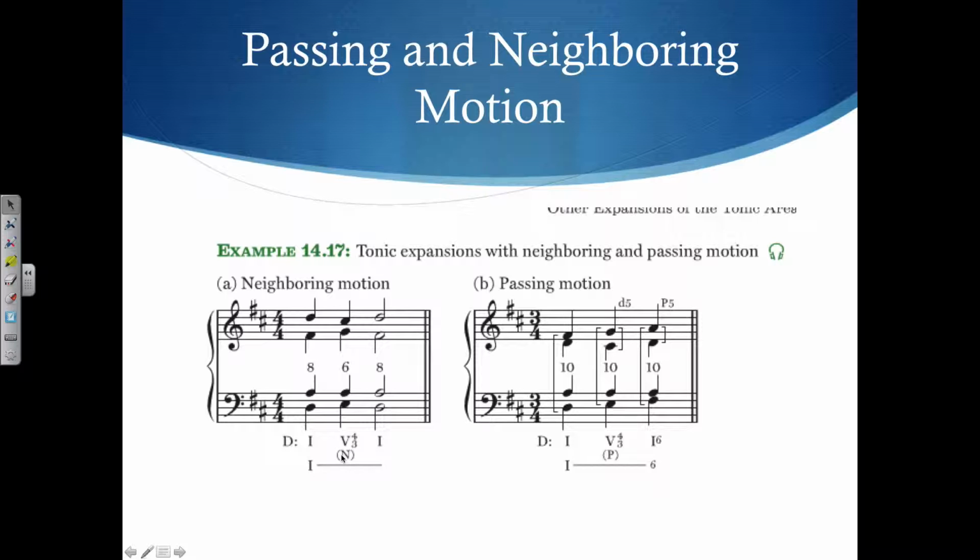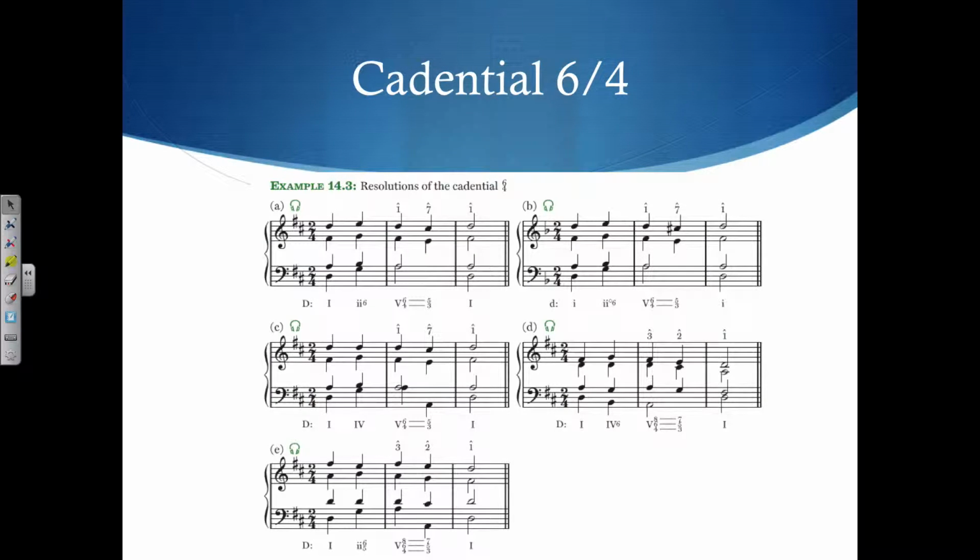And we can use the letter N for neighbor and the letter P for passing. Now be careful with the letter N, that can be confused as Neapolitan. So what I usually tell my students to do is put an NT or just simply write neighbor if there's any confusion there. Okay, let's look at the cadential 6/4.